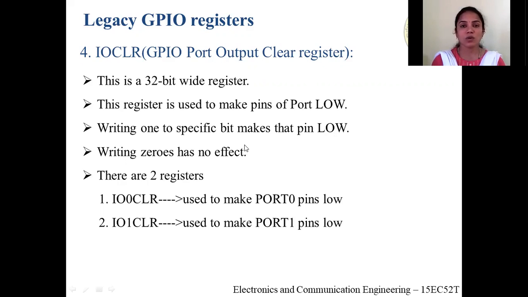If you are sending 0 to the port pins by using the IO clear register, it doesn't make any difference on the port pins. If you are sending 1 on the port pins by using the IO clear register, then it will make the corresponding pin value 0. There are two registers: IO0CLR is used to make port 0 pins low, and IO1CLR is used to make port 1 pins low.